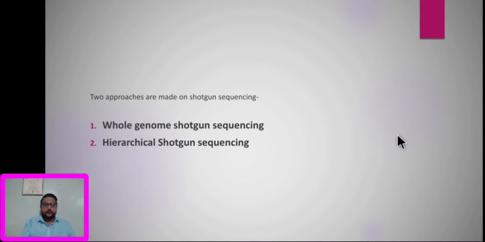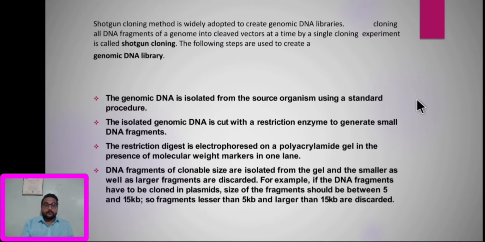Next, two approaches are used in shotgun sequencing: whole genome shotgun sequencing and hierarchical shotgun sequencing. Then, shotgun cloning method is widely adopted to create genomic DNA libraries. Cloning all the DNA fragments of a genome into the cleaved vectors at a time by a single cloning experiment is called shotgun cloning. Okay, and these are the following steps which are used to create a genomic library. Genomic library तयार करण्यासाठी जे लागणारे जे काही components आहेत ते खालील दिलेले आहेत.